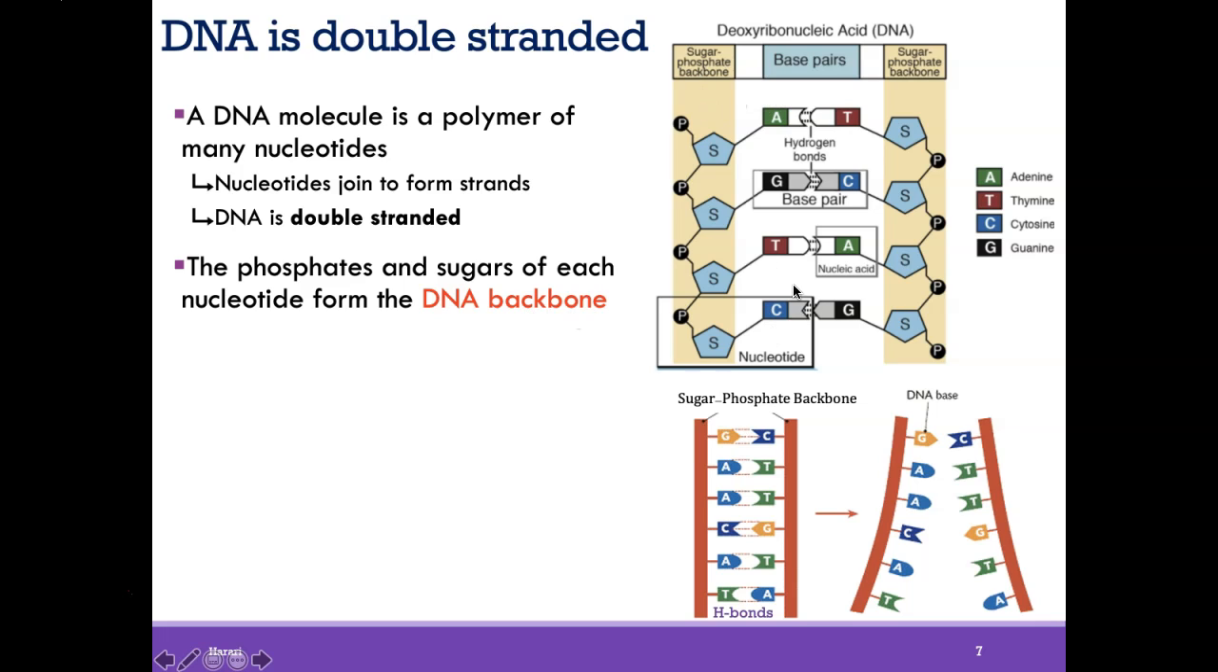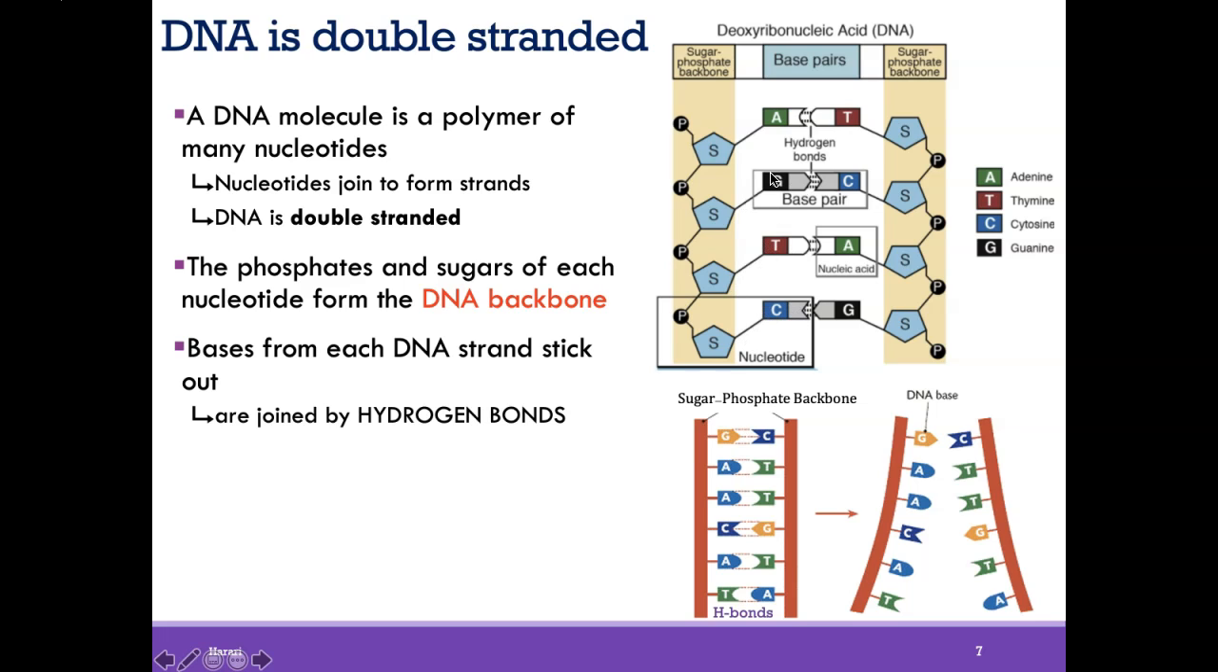So look over here. Here's one nucleotide. And it's the phosphates and the sugars that stack up to form the sugar-phosphate backbone. So it goes phosphate, sugar, phosphate, sugar, phosphate, sugar. The bases from each DNA strand stick out. So it's almost like a ladder, right? And the steps of the ladder are the bases. The bases of each strand of DNA are joined by hydrogen bonds.